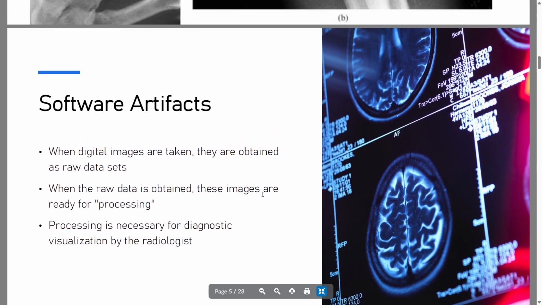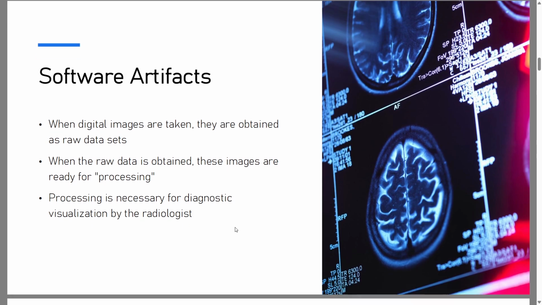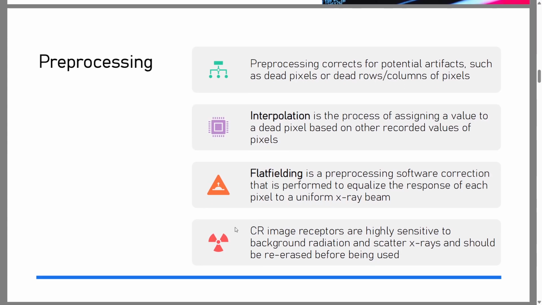We can also have software artifacts. So once those digital images are taken and the computer's processing them, they're taken in as raw data, and that raw data needs to be processed. The processing is necessary for diagnostic visualization to occur, for an actual image to be created. So pre-processing is a process where there are corrections for potential artifacts. So if the machine thinks that there are dead pixels or dead rows, there's a way to kind of fix that.